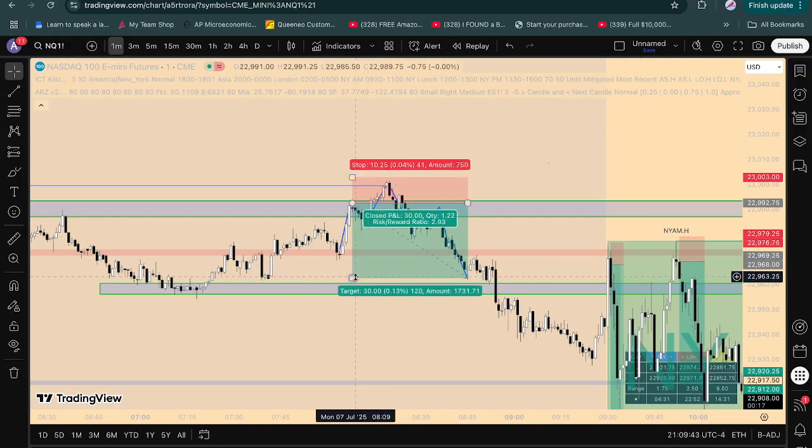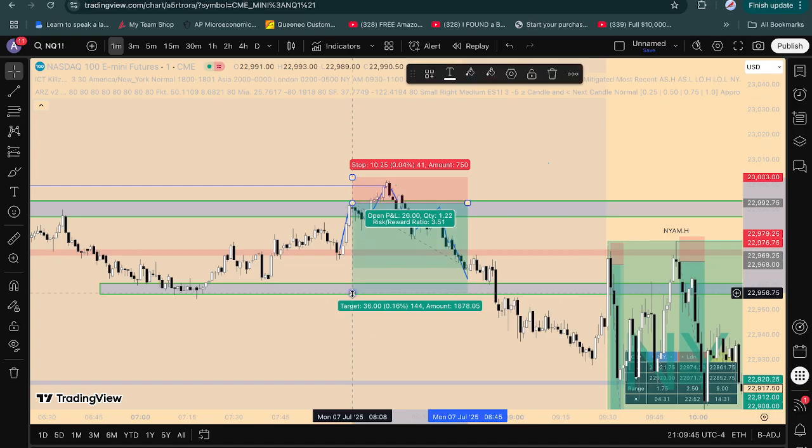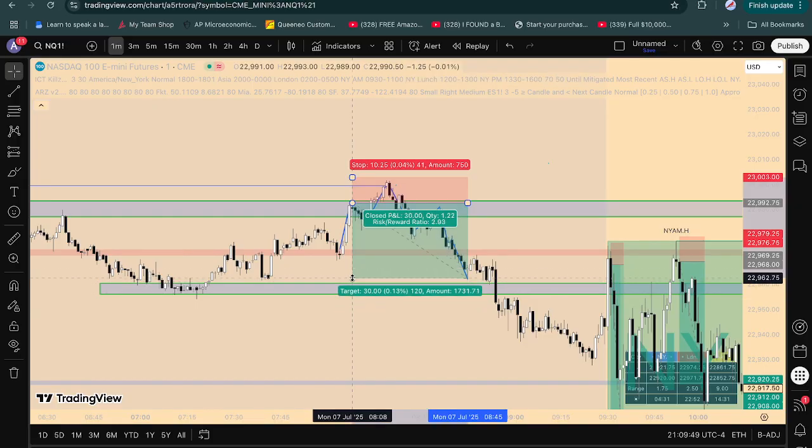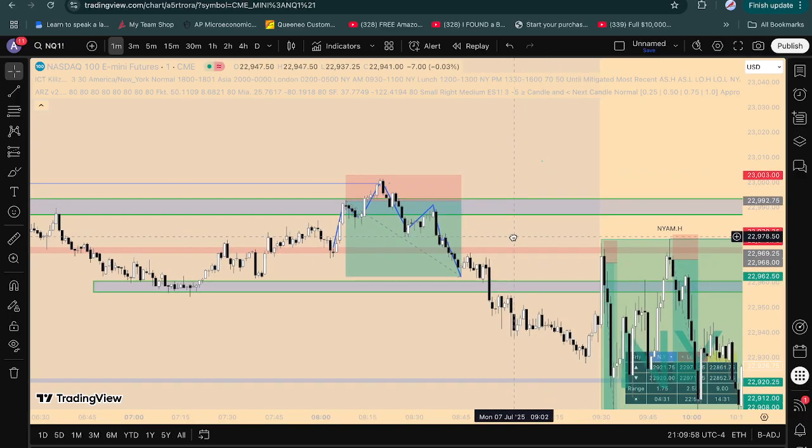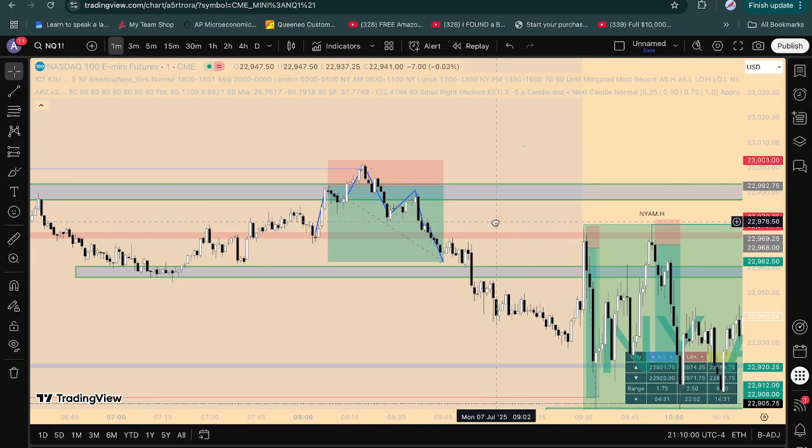Now I originally had my TP right here, and again, if you look, it would have hit, but I didn't. I got out of the trade because I saw on Bookmap that we had massive orders here, and I was thinking we're going to chop again and we're going to reverse. So I did not put it right here.